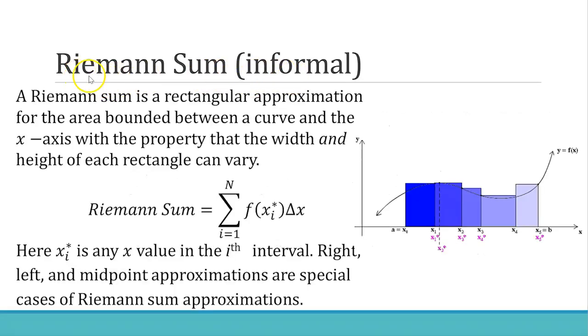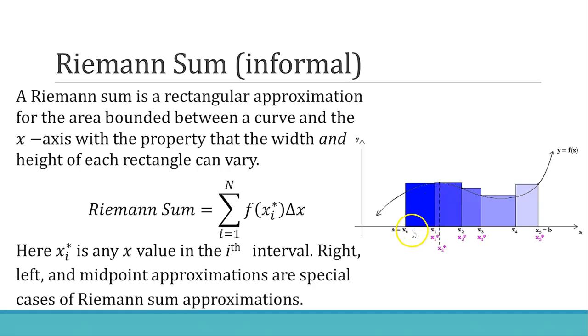Let's informally talk about Riemann sums. A Riemann sum is a rectangular approximation for the area bounded between a curve and the x-axis, with the property that the width and the height of each rectangle can vary. So if we look at this picture over here, we're interested in the exact area from a to b under this curve and above the x-axis. And we have been looking at the case of using rectangles of equal width and then picking specifically the right endpoint for the height, or the left endpoint for the height, or the midpoint for the height.